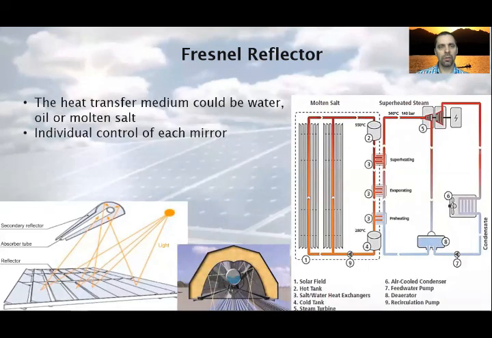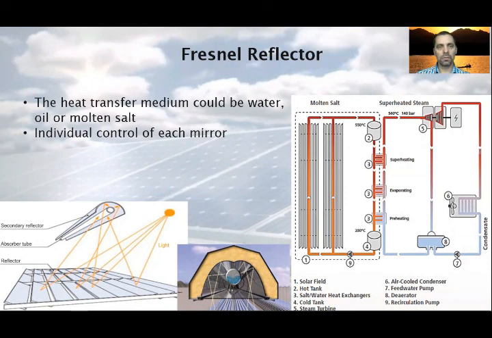The mirrors focus the sun onto a receiver which contains the heat transfer medium, which could be water, oil, or even molten salt in some designs. The heat transfer medium used will depend on the operation temperature of the system.